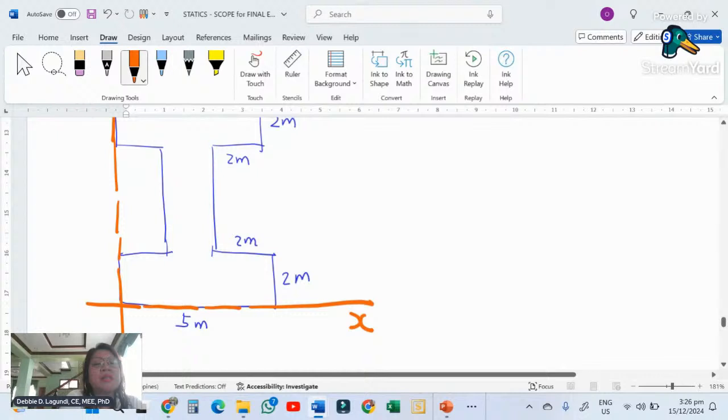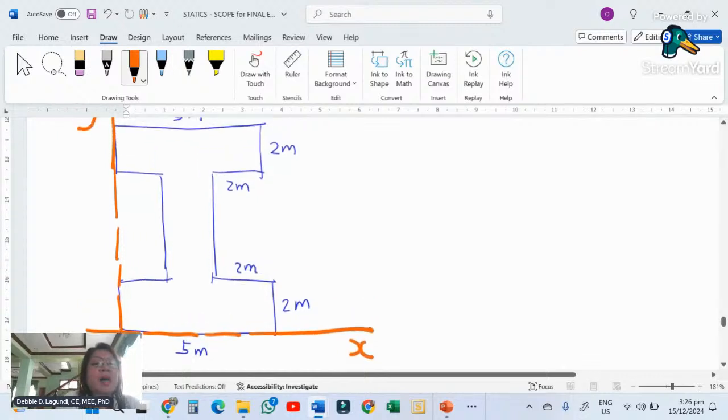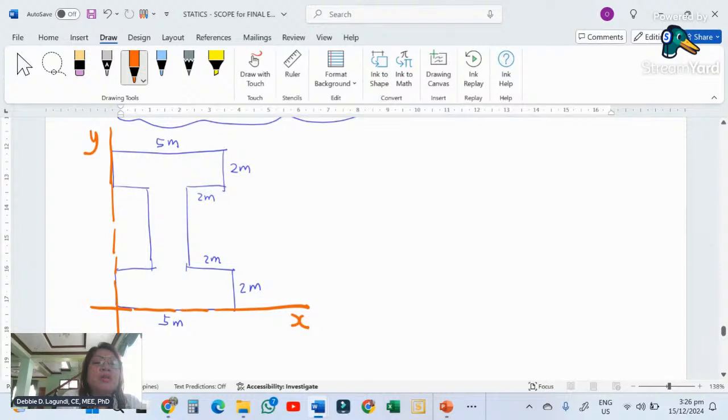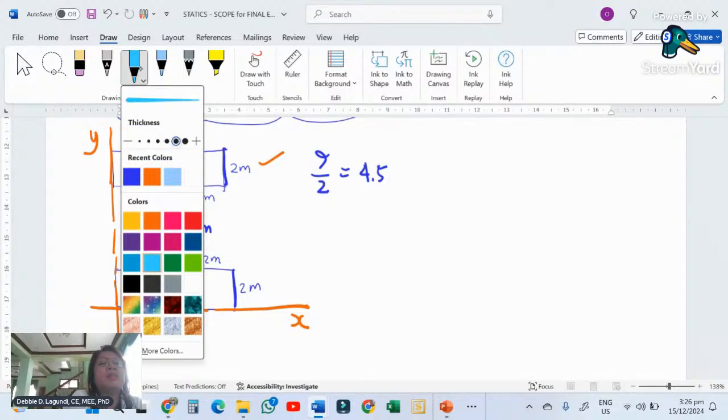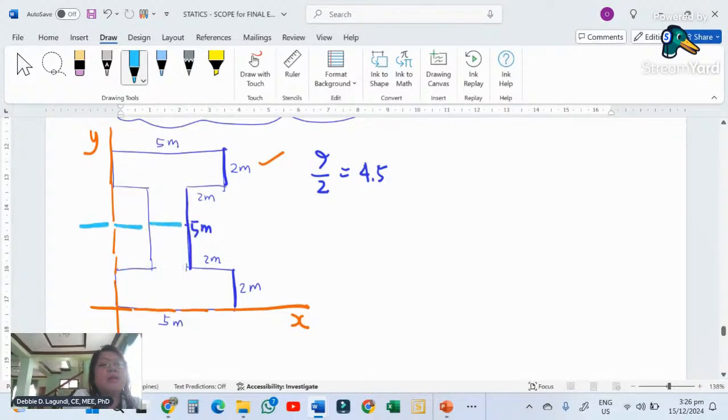From the x-axis, because the I-beam is symmetrical, you have a height of 2, you have 5 in here, and this is 2. So it's 9. 9 divided by 2 will be 4.5. So half of the 9, this is where your neutral axis is located along. There you go. This is your neutral axis. That is where your CG would be.